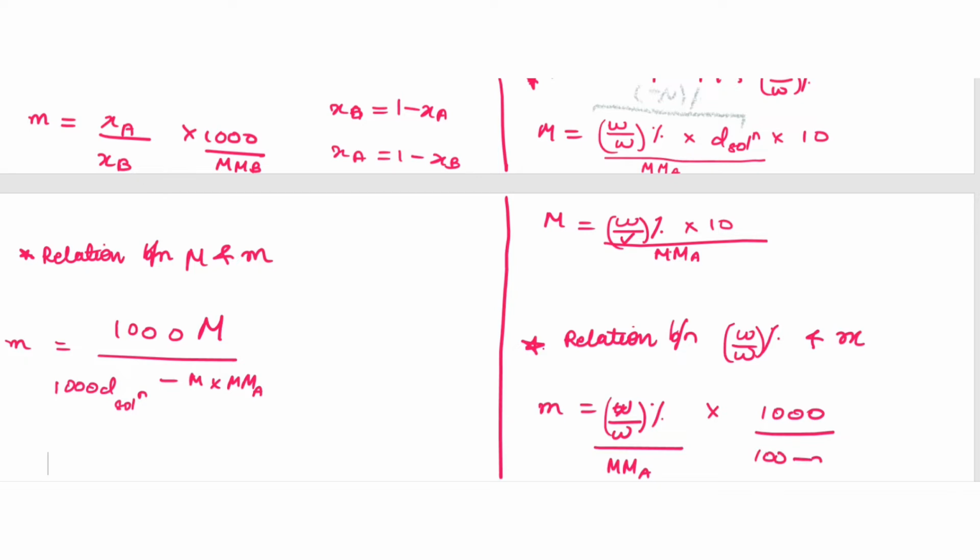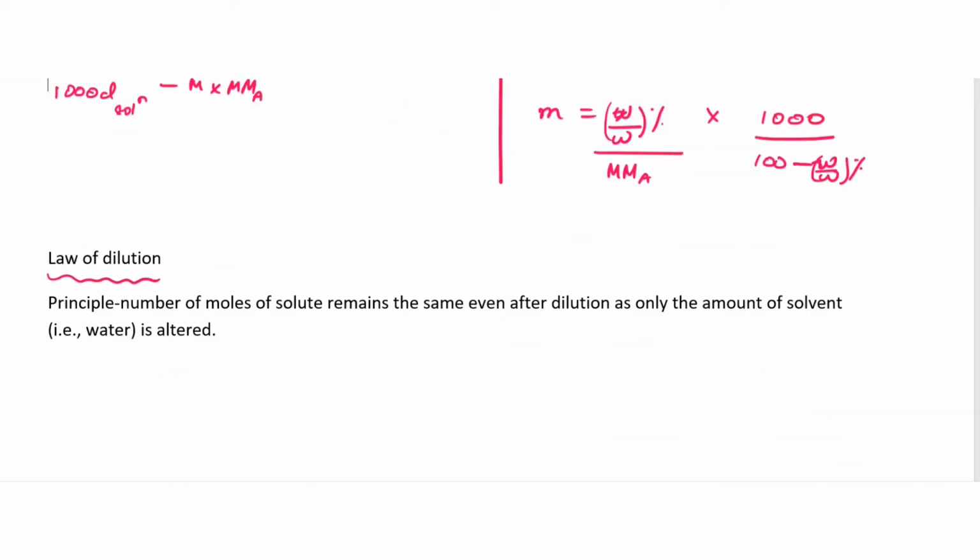So remember, weight by weight percentage is a percent, right? So it is definitely a number less than 100. So here we subtracted; percentage itself means 100. So you can remember the denominator as 100 minus weight by weight percentage. So that way things will become easier for you. So these are some of the basic laws, the basic shortcuts that you need to remember.